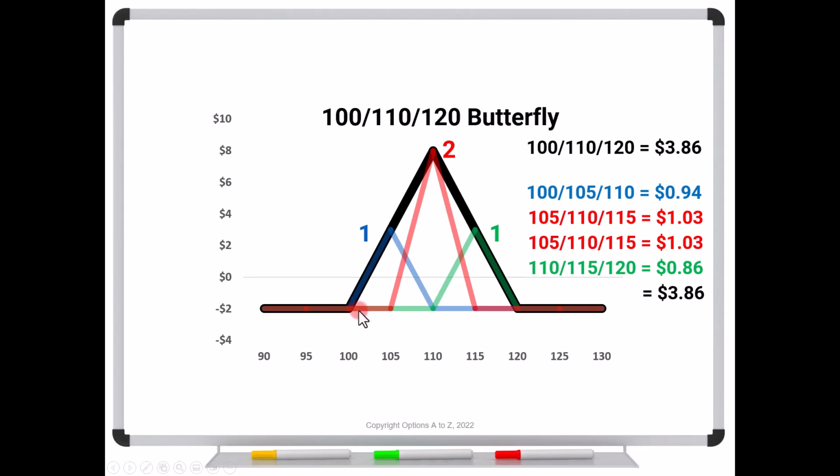So let's say this 100, 105, 110 starts to get close to maximum gain, or for some other reason you want to shut it down. You don't need to close the entire spread. Just close that one. But now it's going to change the structure.